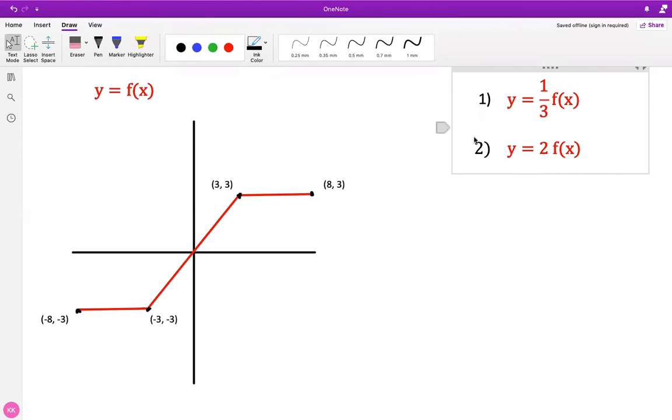For this video, I'm going to show you one exercise related to how the a value affects the function. I'll show you the original function here, and I'm going to investigate how these constants will affect this function. In the first example, we have y equals 1 over 3 times f of x. How will this 1 over 3 affect the original function? Let's go back and see what happens.